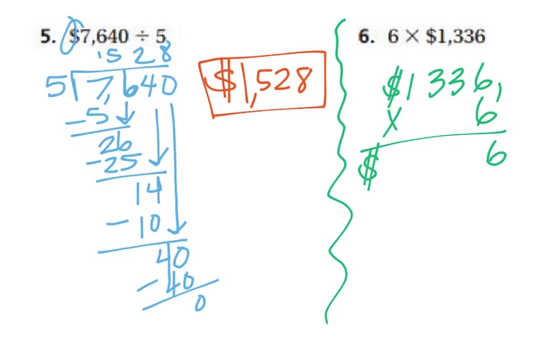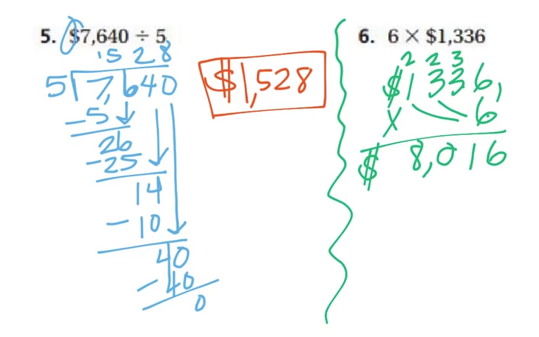6 times 6 is 36, carry my 3. 3 times 6 is 18, plus 3 would make it 21. I put my 1 down below, and I carry my 2. Now I'm looking at 3 times 6, which is 18 again, but this time I add 2. 18 plus 2 is 20. I write my 0 down below and carry my 2. 6 times 1 is 6, plus 2 is 8. So my answer would be $8,016.